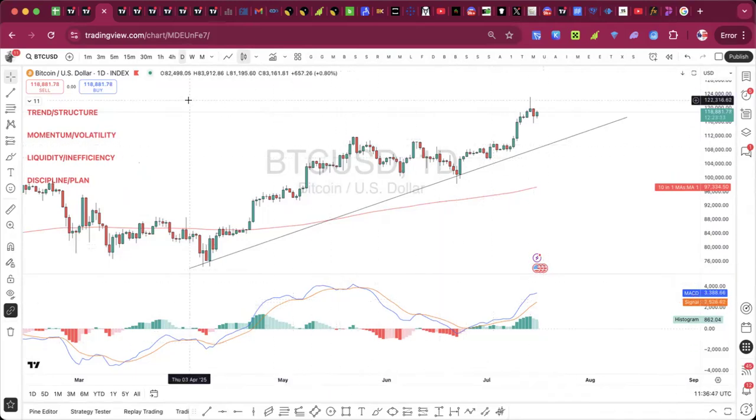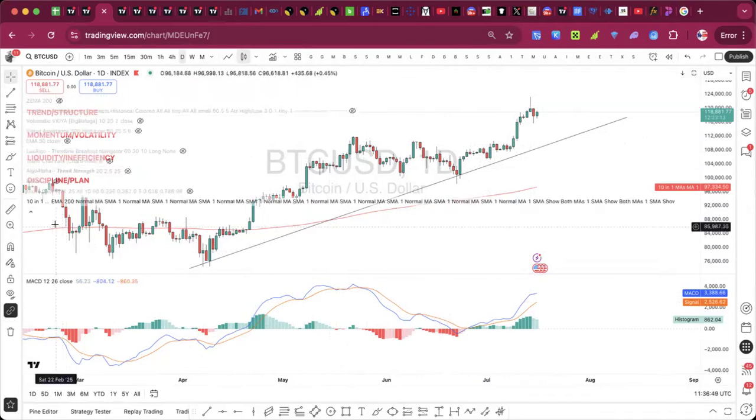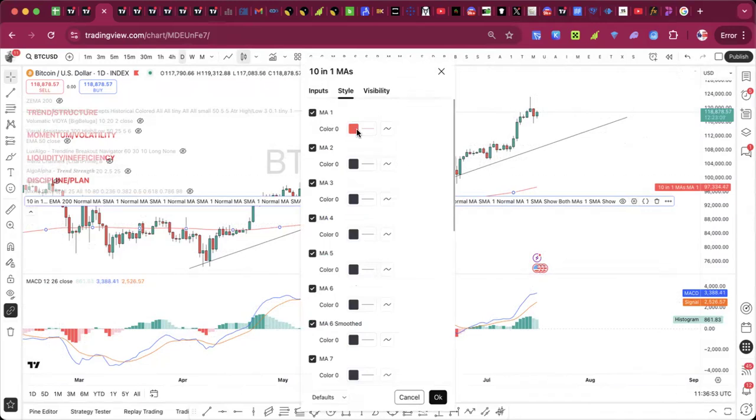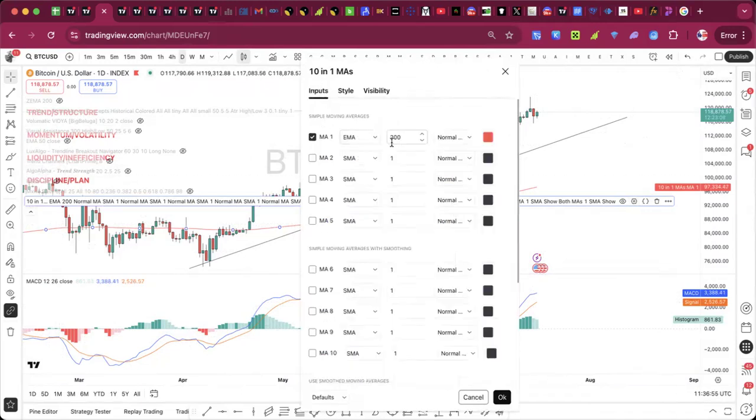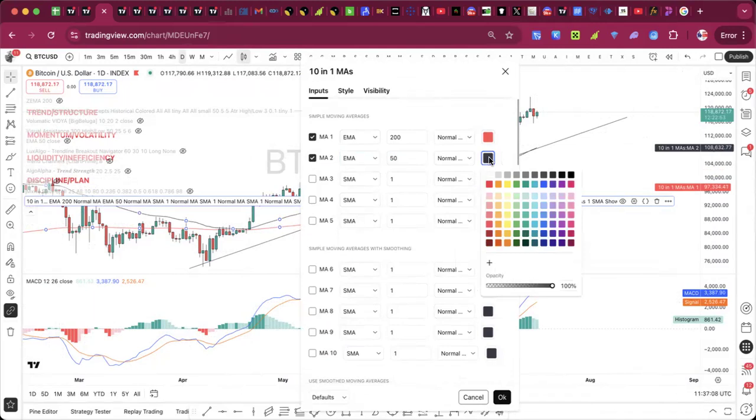Now I'm going to do a little setting on it. So I'll go to settings, go to input, and enable one more. This one is 50, because that's what you may be using much more, the 50 exponential moving average. This is 200. So I can probably change this one to green, any color you want.